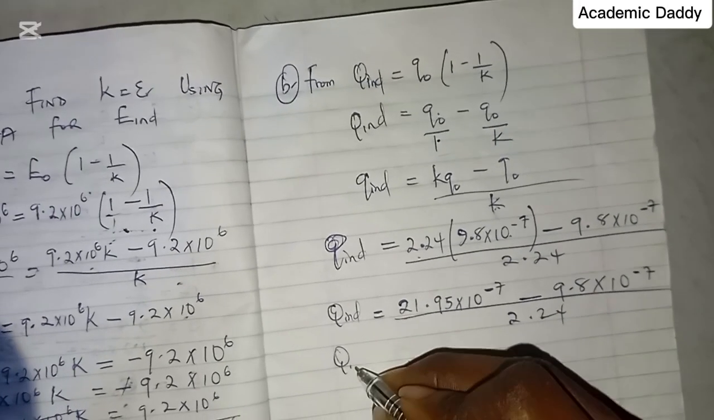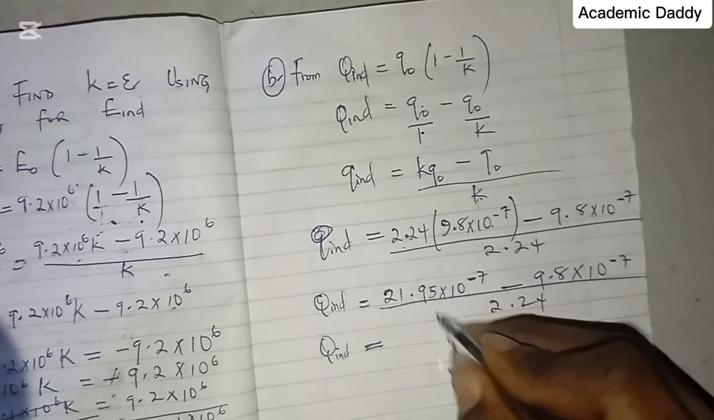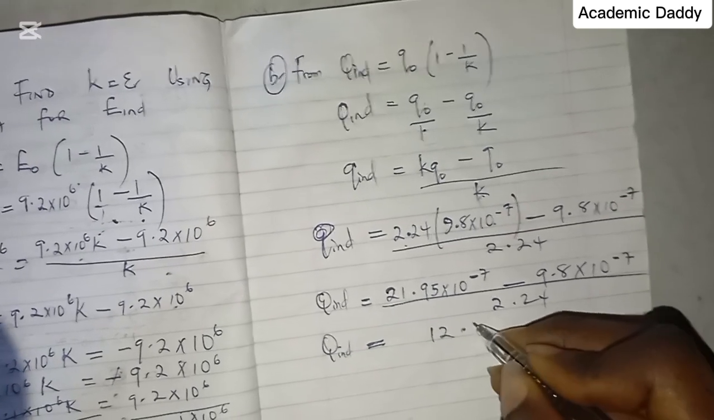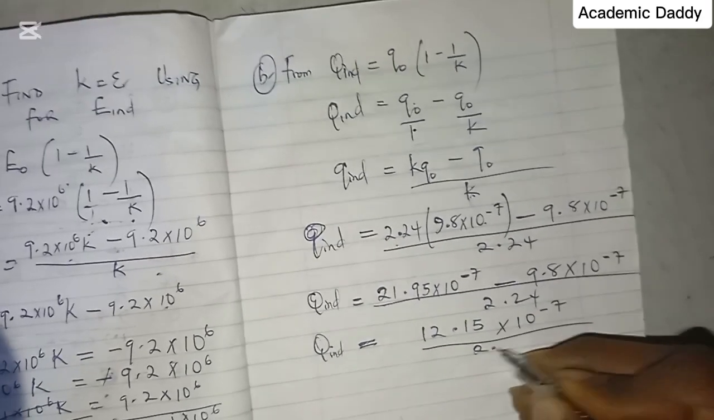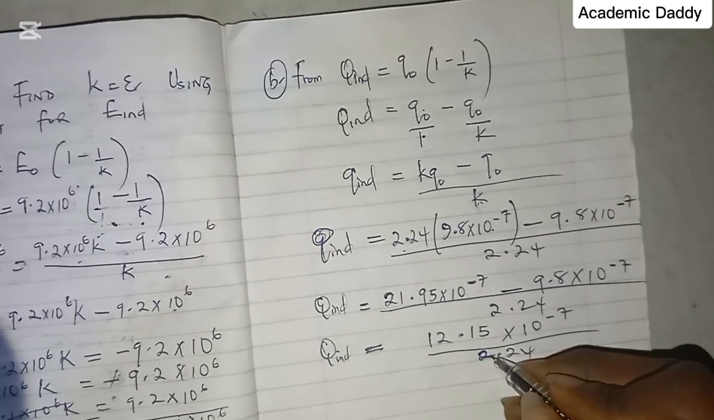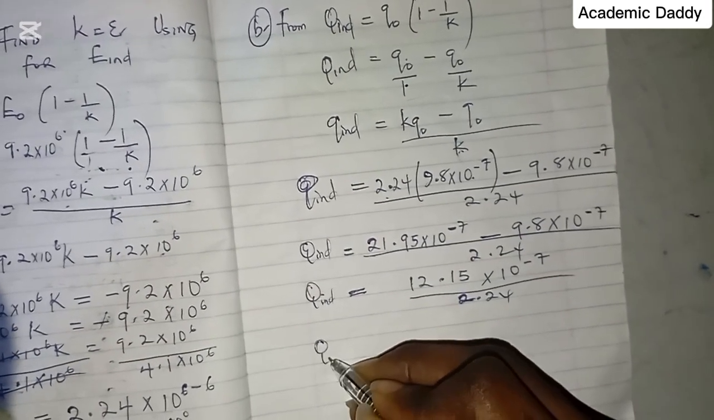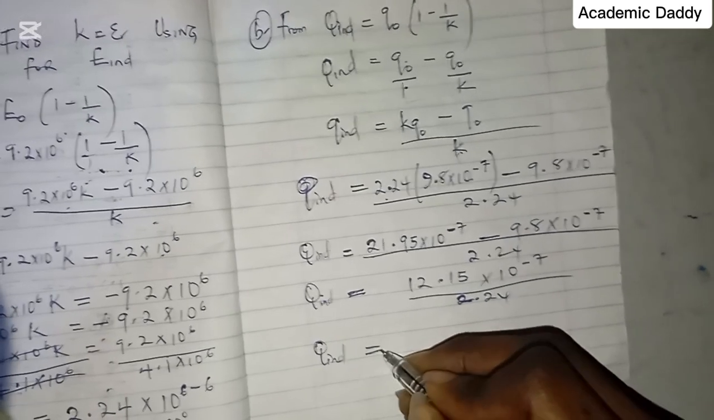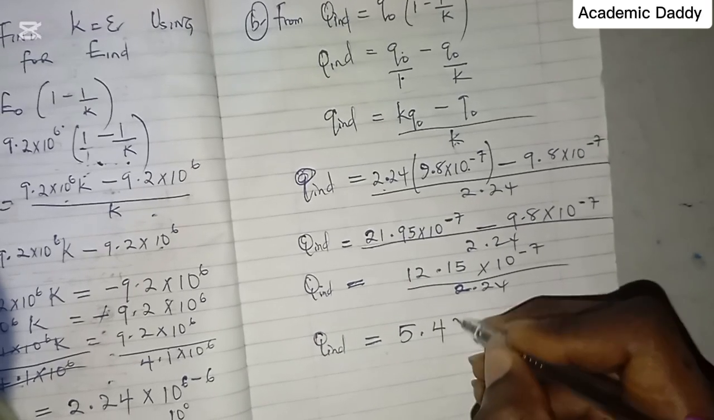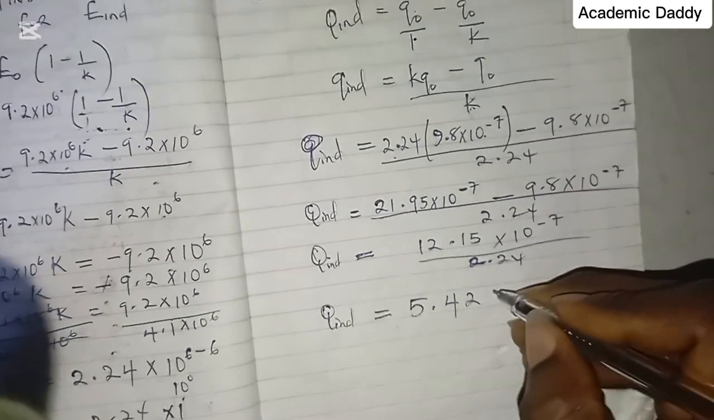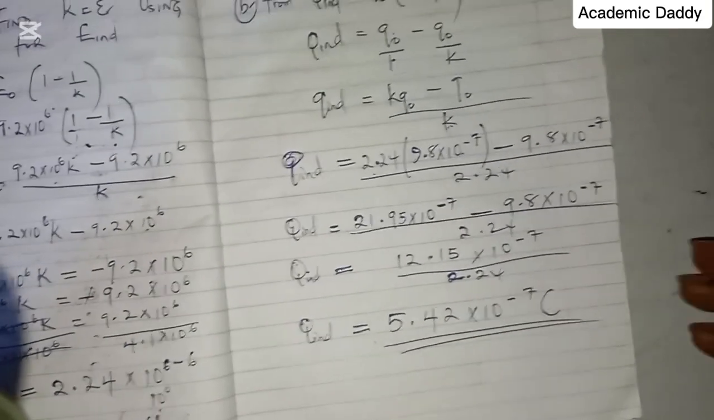So Q induced will be equals to, if you subtract this, you get 12.15 times 10 raised to the power minus 7 all over 2.24. So if you punch this very well, you get that Q induced will be equals to 5.42 times 10 raised to the power minus 7 coulombs. There you have it.